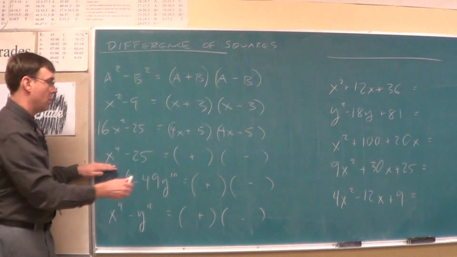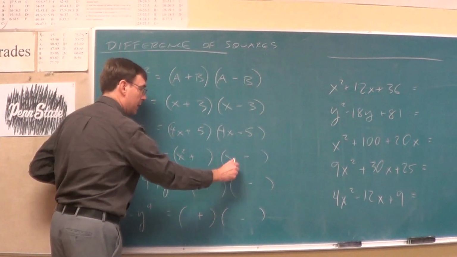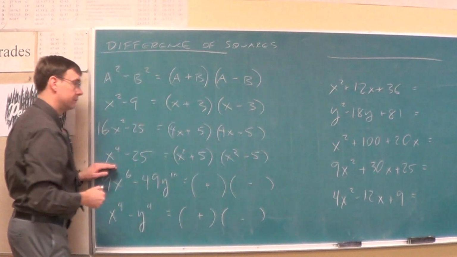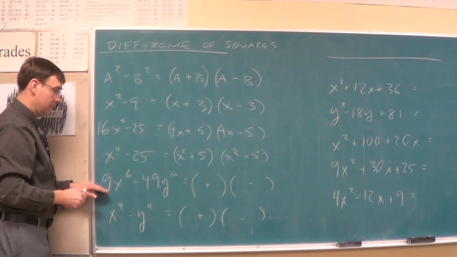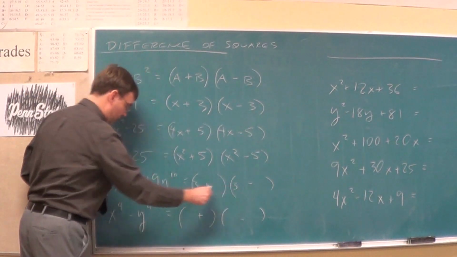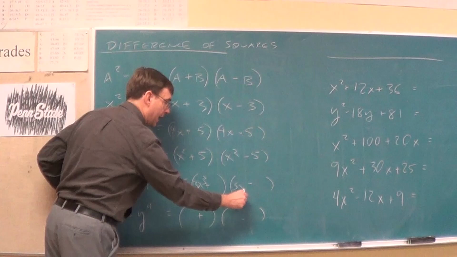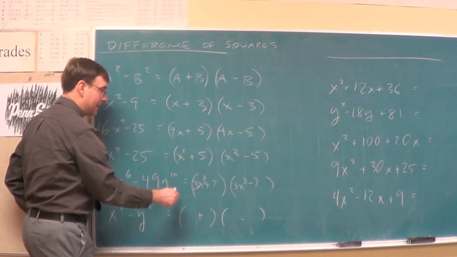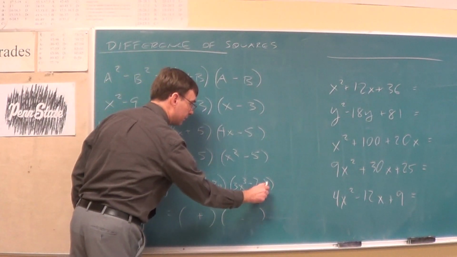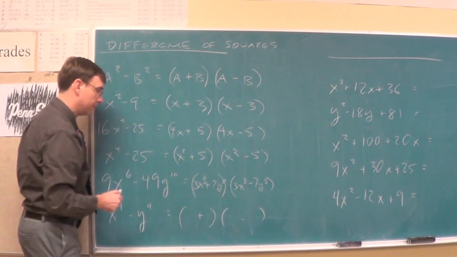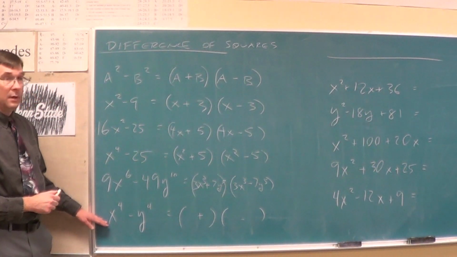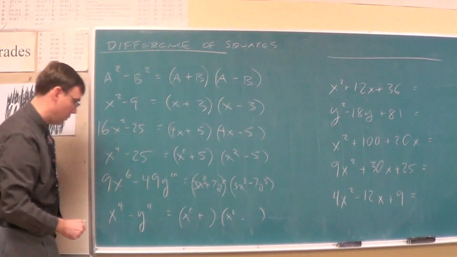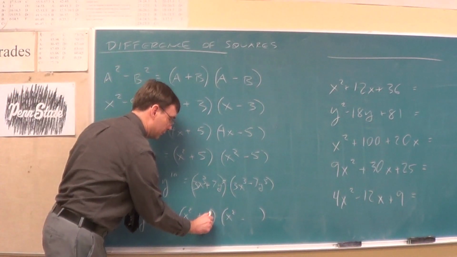So this, x⁴ makes x squared, twins, 25, 5. 9, 3. x⁶ becomes x³ when cut in half. 49, 7. y¹⁰, y⁵. x⁴, x². y⁴, y².